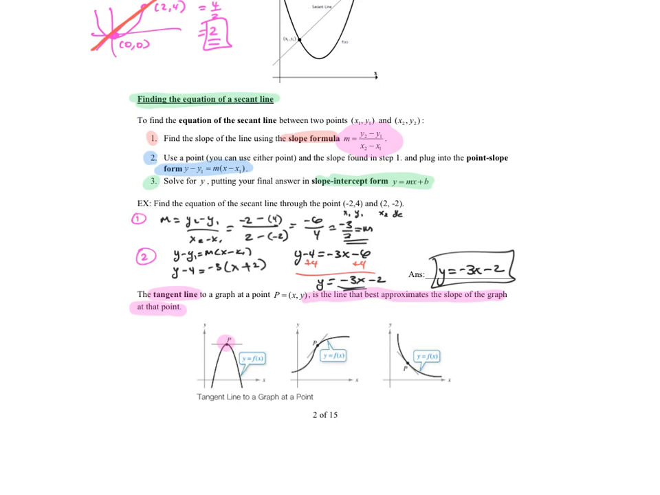So how can we find the slope of a graph at a single point? We know how to find the slope of a graph between 2 points. How do we find a slope of a graph at a single point? And that's the concept of finding the equation of a tangent line. Sorry, finding the slope of a tangent line.